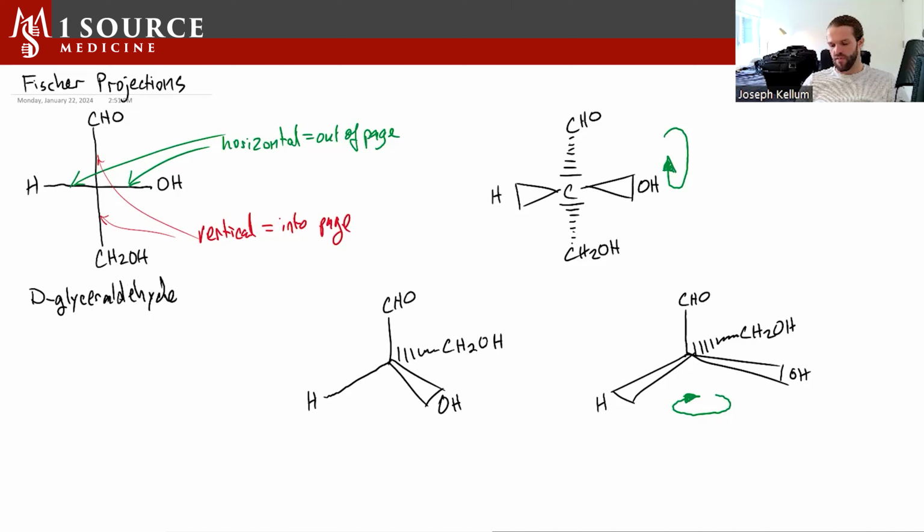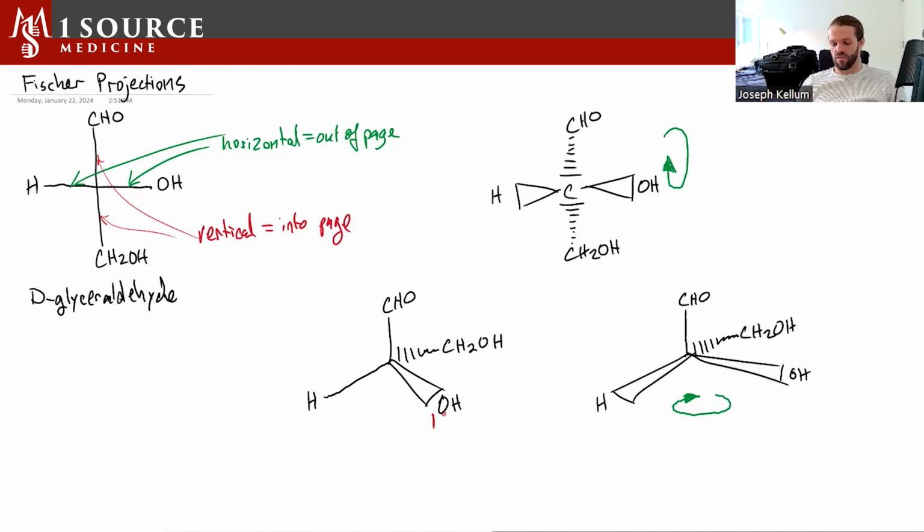And now we have something that we're a lot more familiar with, right? We've got the two in the plane, one out, one in the back. Whenever you look at this sort of a setup and attempt to determine R versus S, what you're supposed to do is assign priority to each of these things based on the atomic number of the largest atom attached to the central carbon. And so here in that case, that's going to be the hydroxyl group, right? So we can assign it as priority number one.